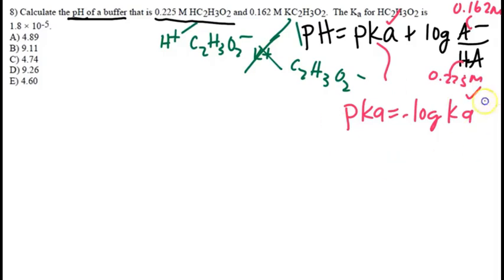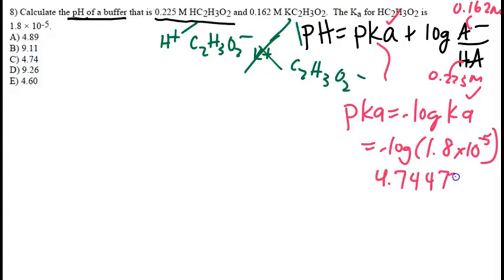So all we need to do is calculate pKa, which is negative log of 1.8 times 10 to the negative 5. When I put this in my calculator, I'm going to get 4.744727495. So that is my pKa value. Now all I have to do is put it all together.